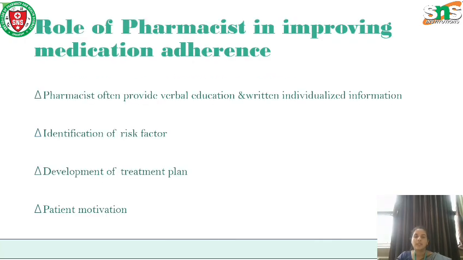Next, the important portion: the role of the pharmacist in improving medication adherence. As a pharmacist, we have an important role in improving medication adherence. We often provide verbal education and individualized information about the disease, the need for medication, and why it is important to them. We counsel everything. By this method, we can find out the different risk factors affecting proper adherence. We will be able to develop a treatment plan, which will work for one particular patient. The treatment plan that works for one patient will not work for another. That type of treatment plan development and scheduling can be done by the pharmacist.